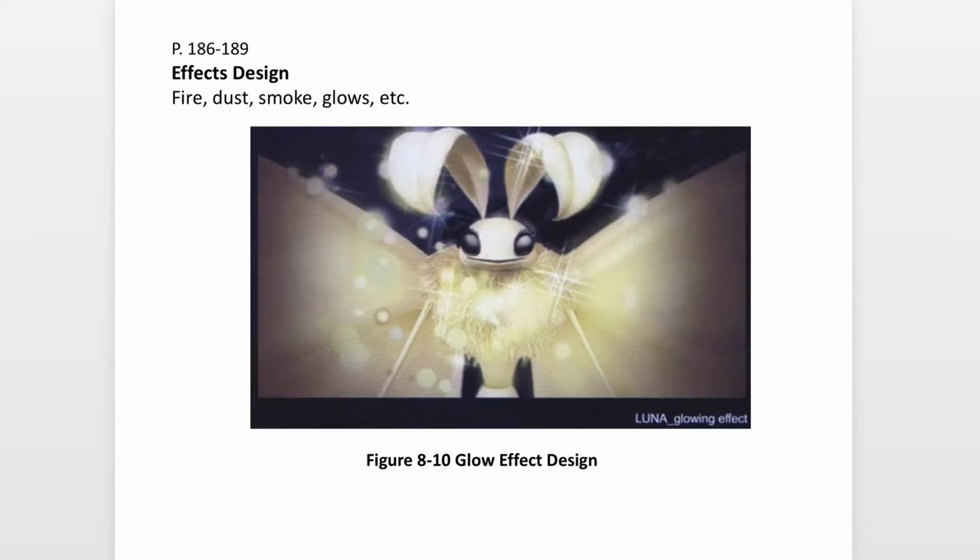Page 186 through 189, we see effects design. For example, fire, dust, smoke, glows, etc. And on figure 8-10, we're seeing a glow effect and how it's proposed to be used in the film.